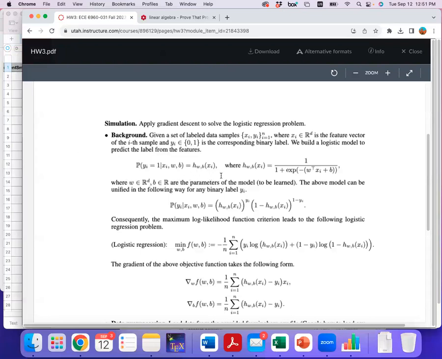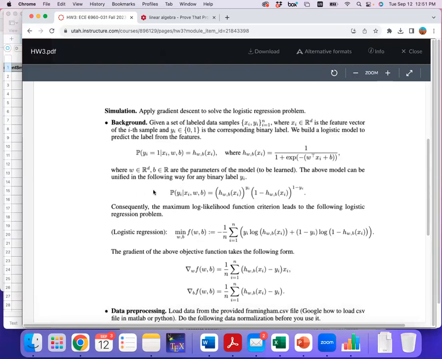So here W and b are the parameters of the model, and we need to learn this W and b from a given data set. And the above model can be equivalently written in this way. You can check this by yourself. P of Yi given Xi is h to the power of Yi times (1 minus h) to the power of 1 minus Yi. Because Yi is just binary, if Yi equals 1, it just reduces to this equation.